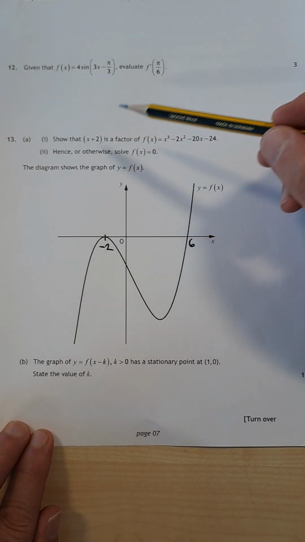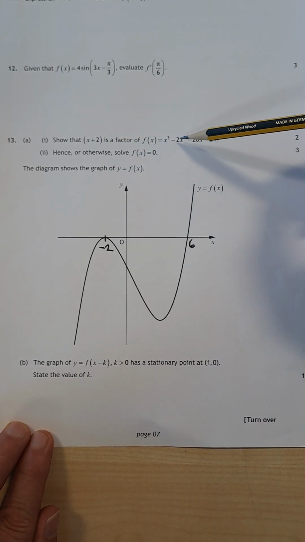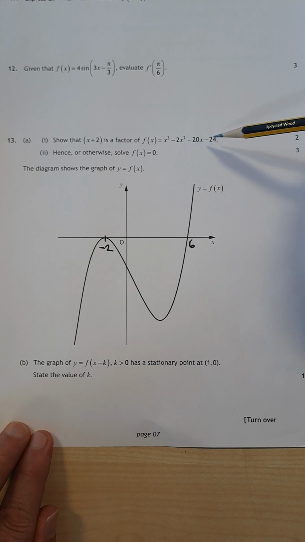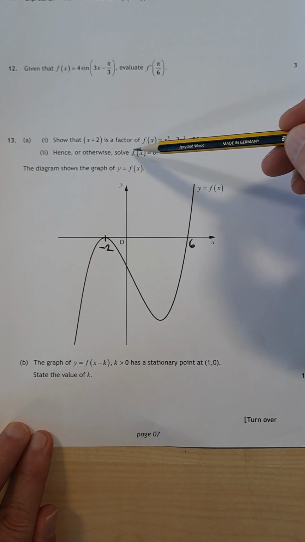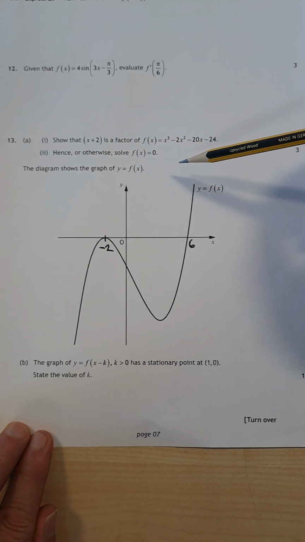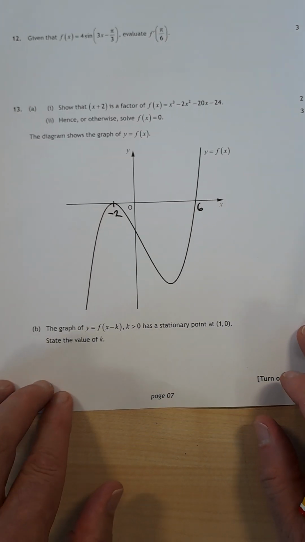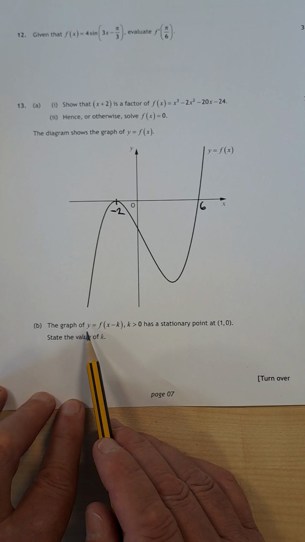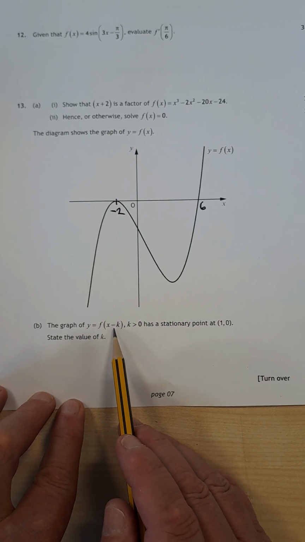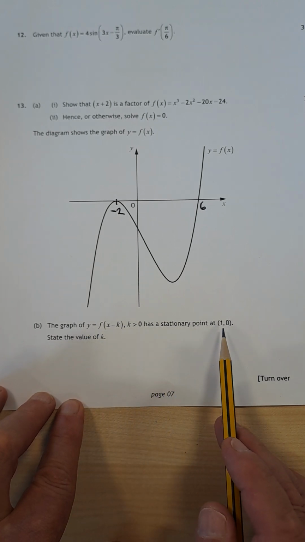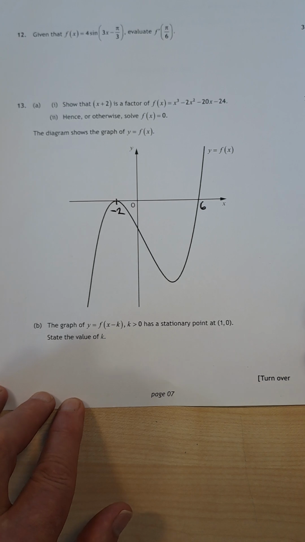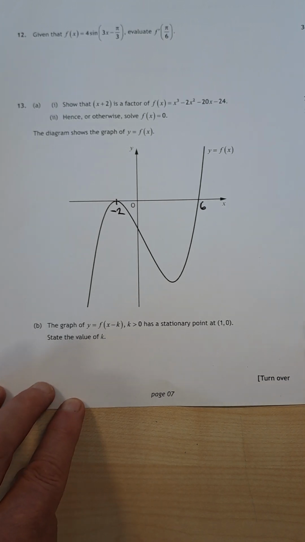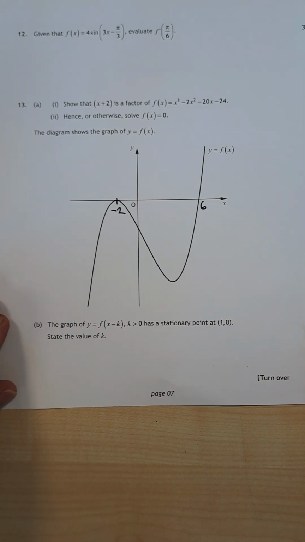We're on question 13, where we have to show that x plus 2 is a factor of x cubed take 2x squared take 20x take 24, and then solve the function equal to 0. Then you're given a graph of f of x, and the graph of y equals f of x take k has a stationary point at (1, 0). State the value of k. I'll explain what part B is all about in a wee minute, but let's have a look at question A first and get that out of the way.